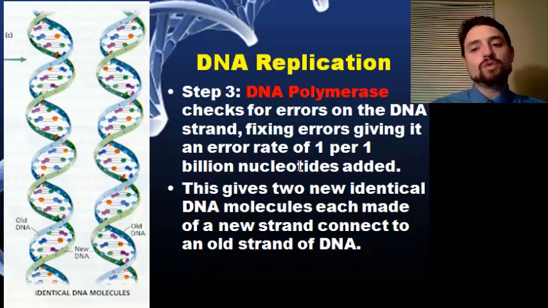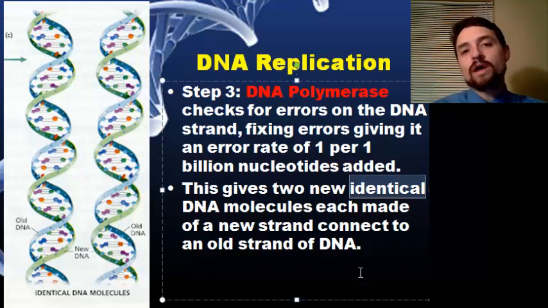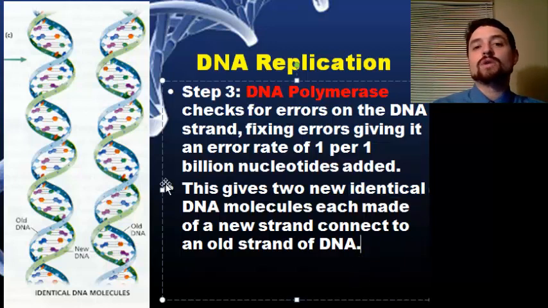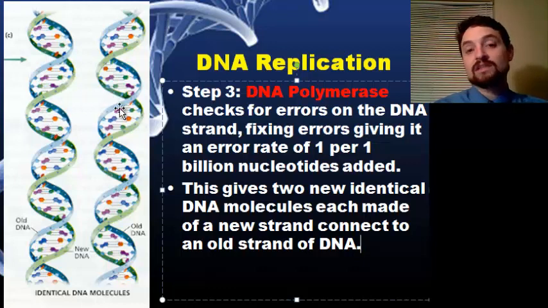This gives you two new identical DNA molecules, each made of one new strand connected to an old strand. You can see that here in the picture. The old strand is the blue strand that comes down here. The new strand is this green strand right here. And both of these are identical to each other. That's at least the goal, because later on when we talk about mitosis, these will be separated and put in different cells. So each cell will have an identical strand of DNA.